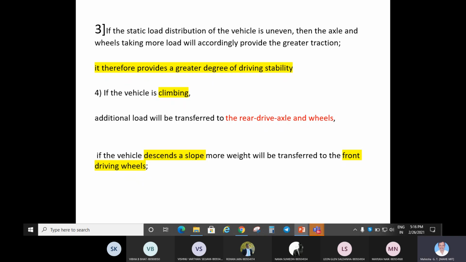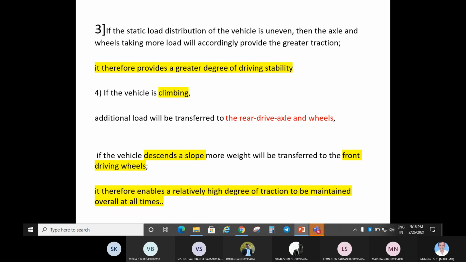So these are the obvious advantages. A high degree of traction is maintained overall at all times. Finally, we can say a high degree of traction when compared to 4x2 drive, whether it is rear or front.